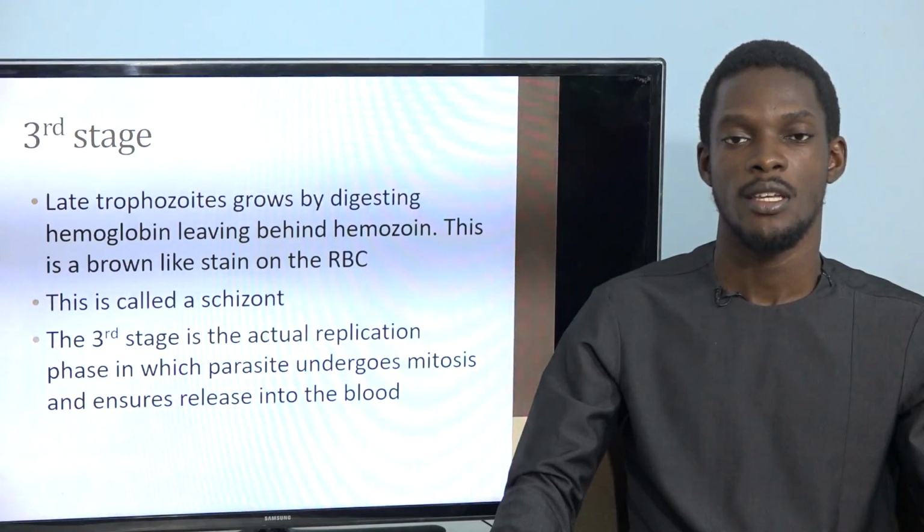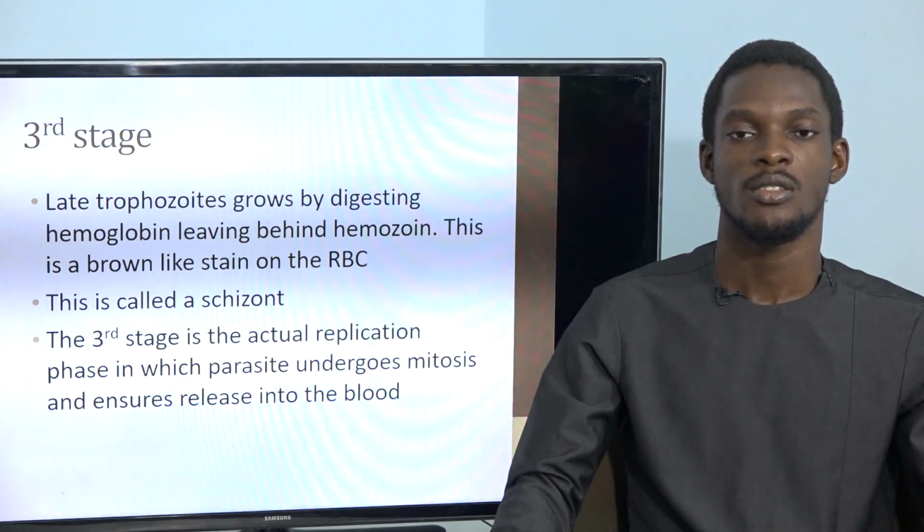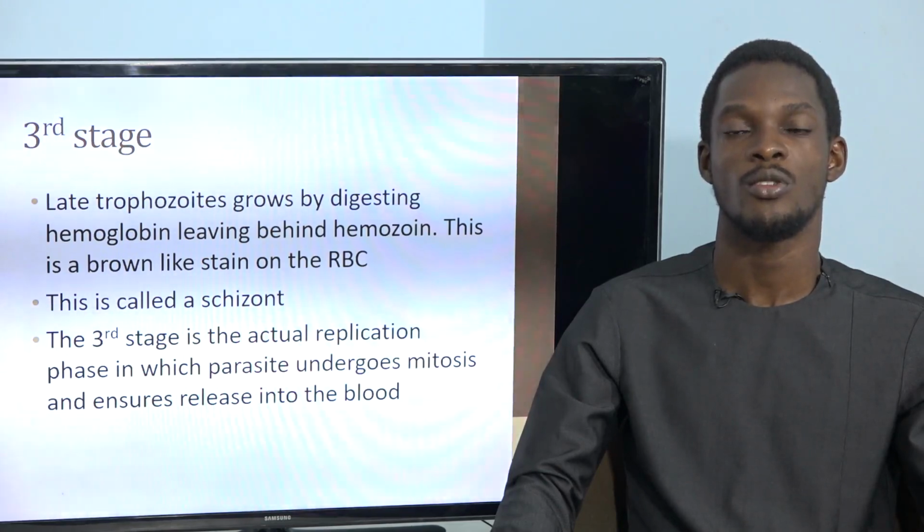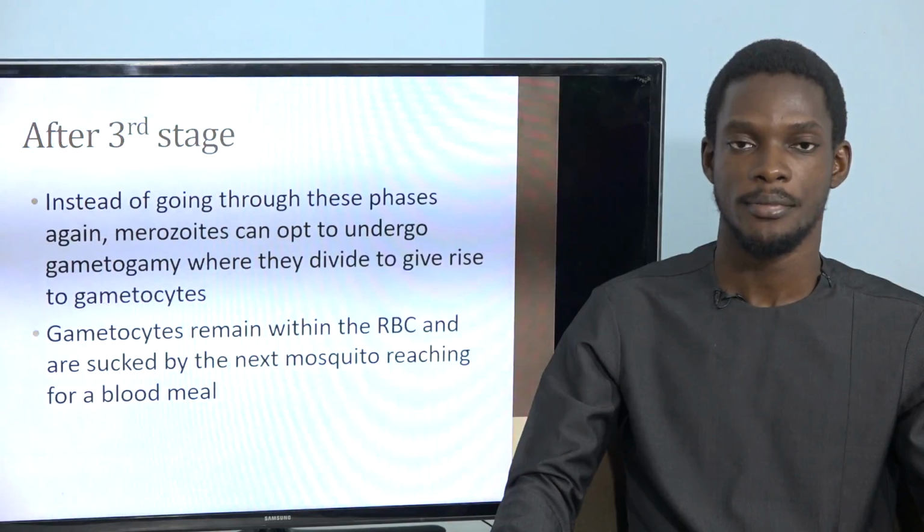And then for stage 3, the late trophozoite grows by digesting the hemoglobin, leaving behind hemozoin. These hemozoins are brown stains that are left on the red blood cell. This is called a schizont. The third stage is the actual replication phase of the cell, in which the parasite undergoes mitosis and ensures that it is released into the blood to affect more red blood cells and cause damage to more red blood cells.